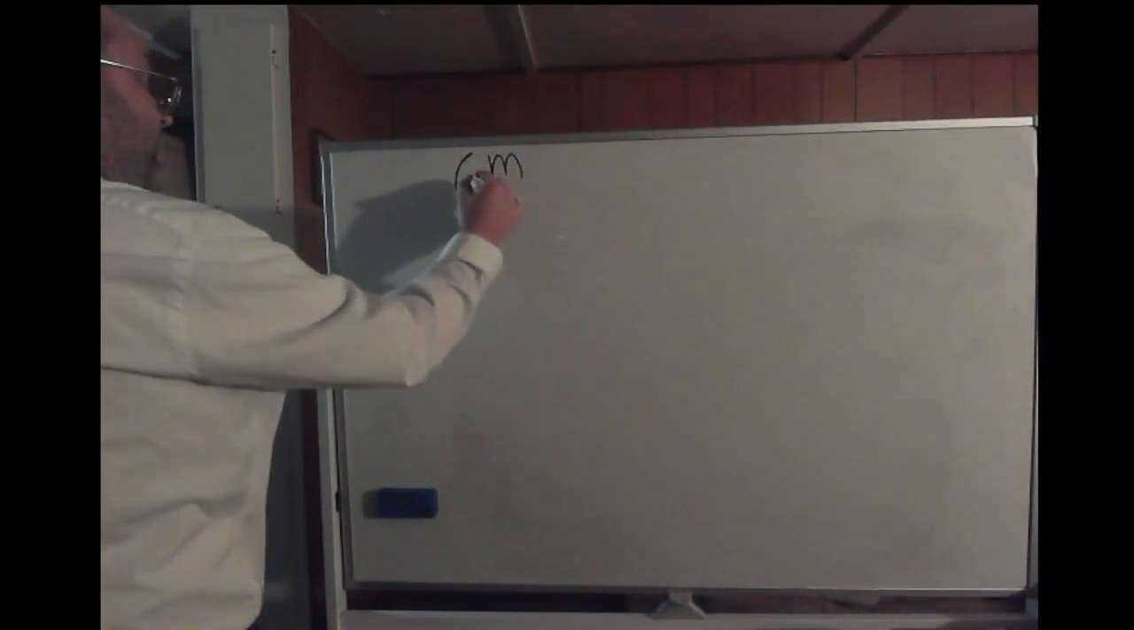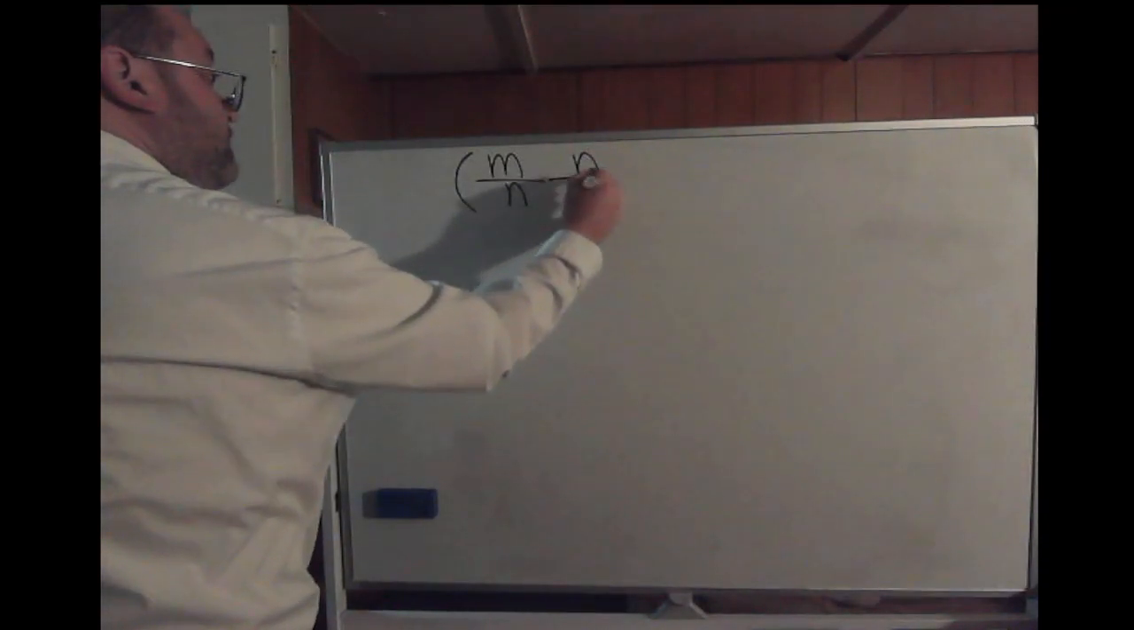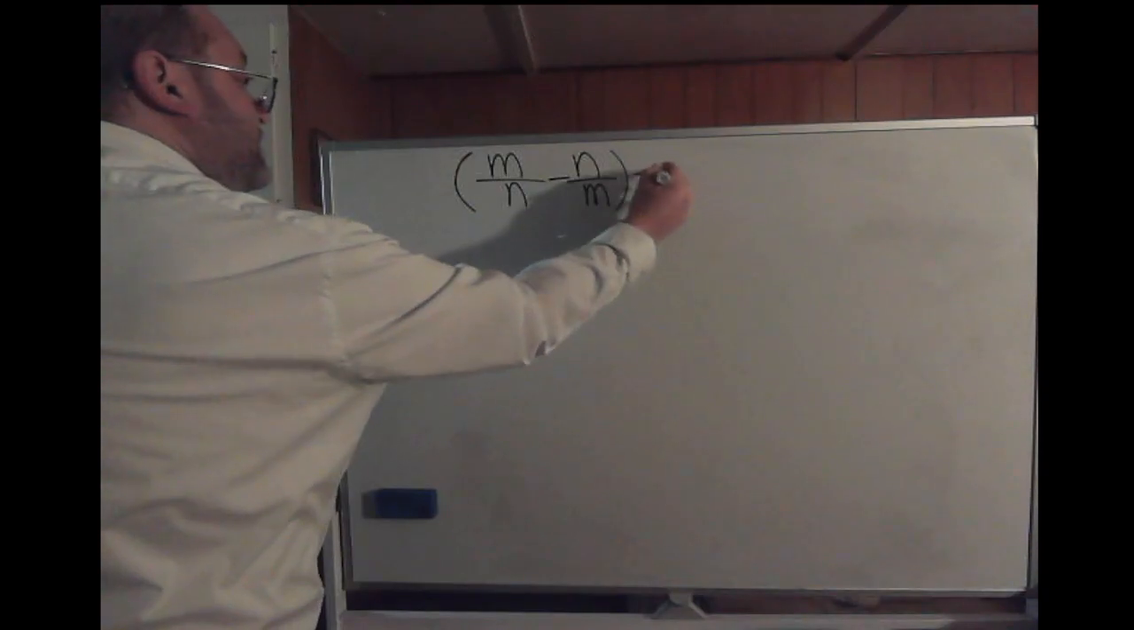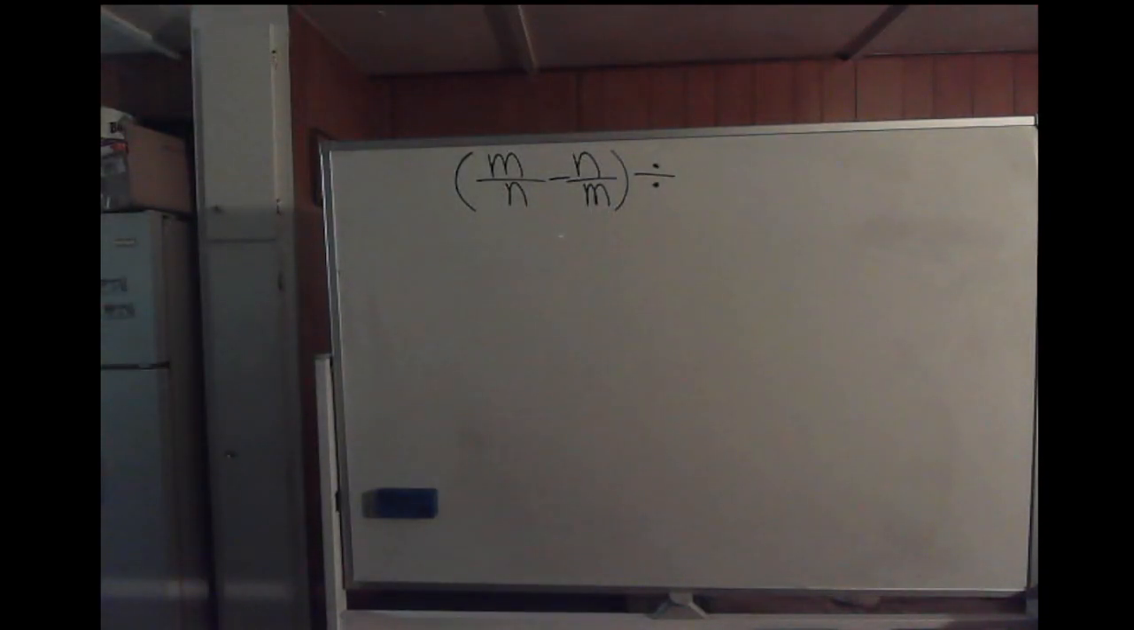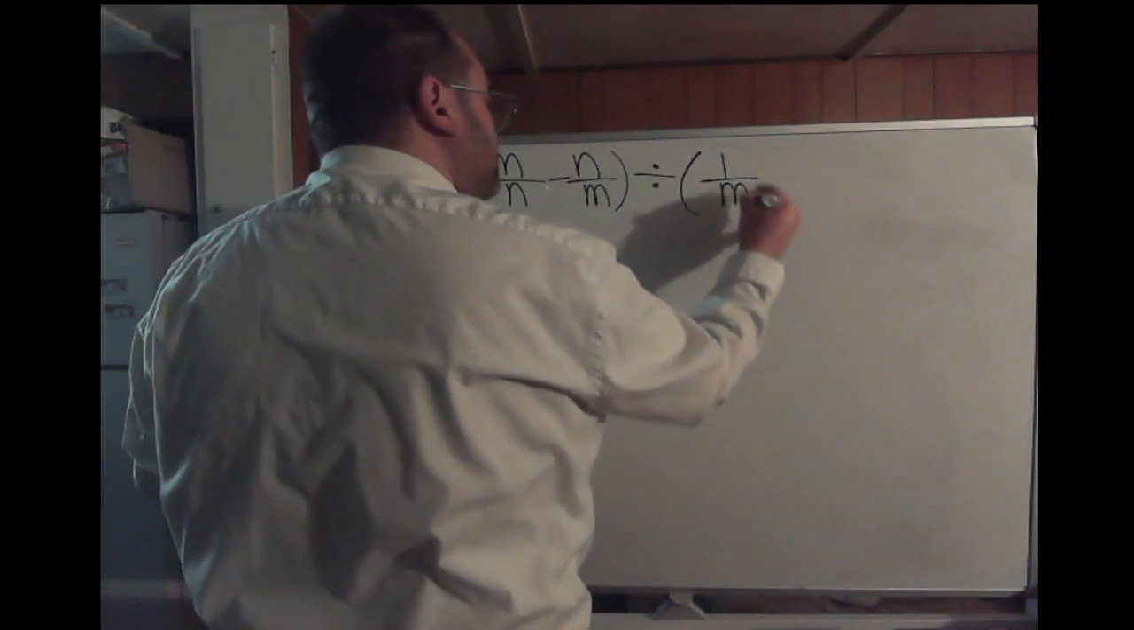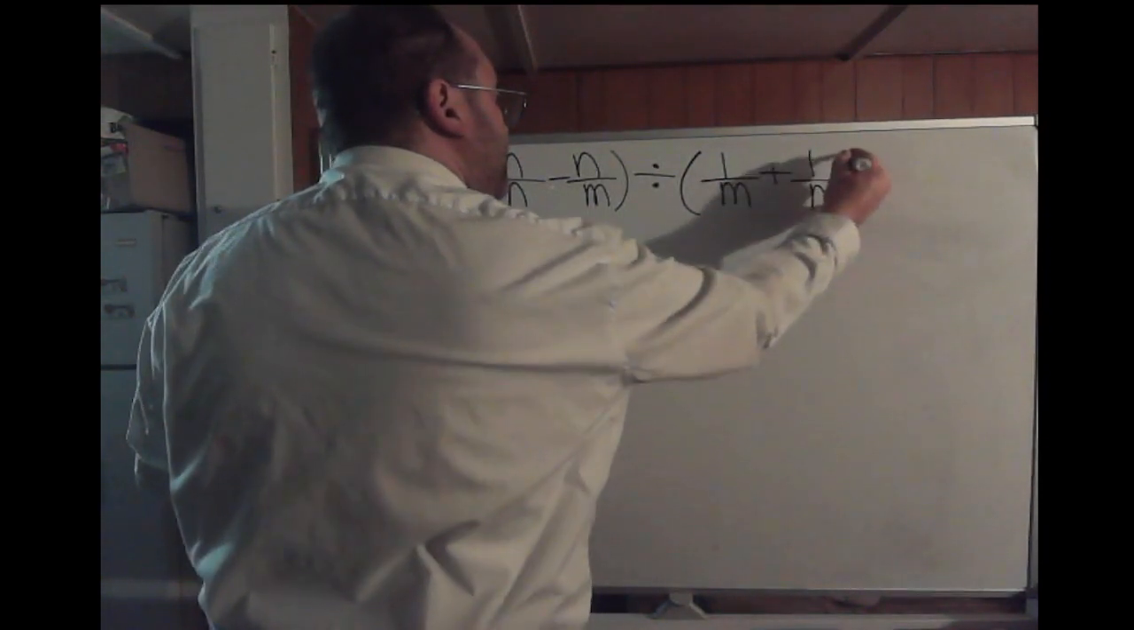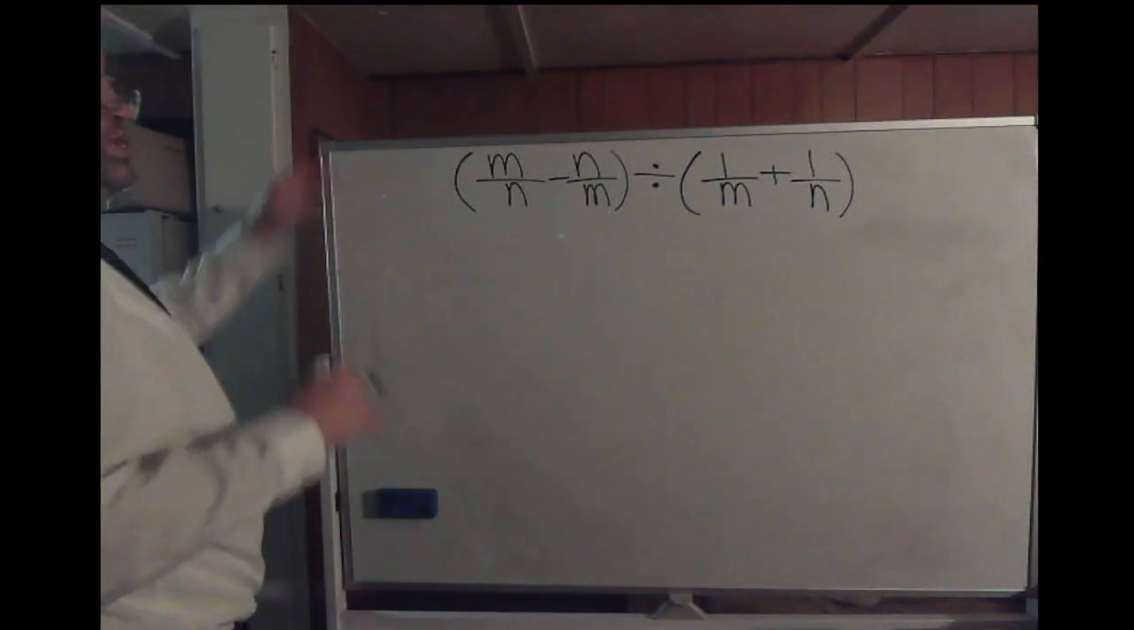All right. Let's see. We have m over n minus n over m, that quantity, divided by 1 over m plus 1 over n. All right, so now we've got some division.